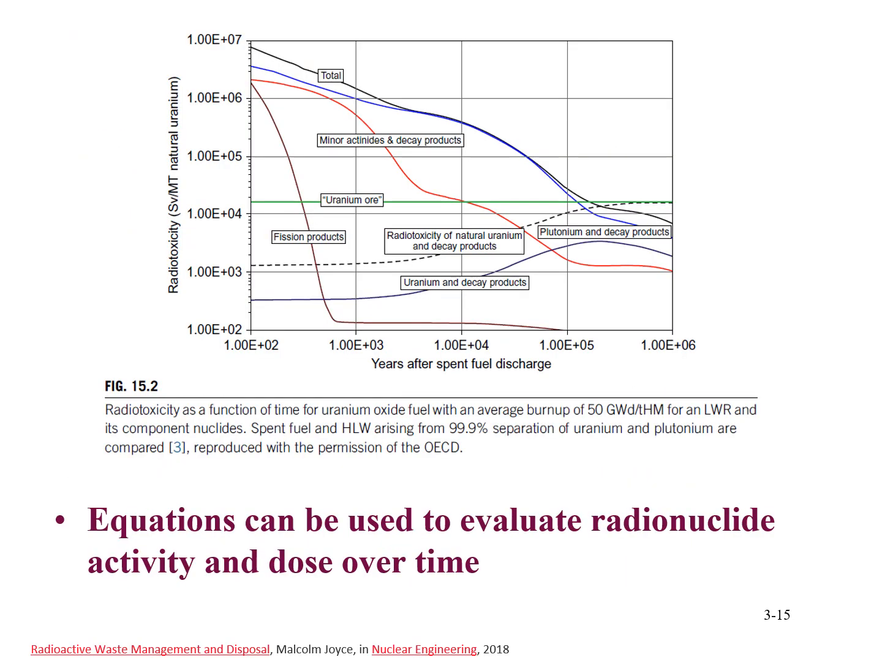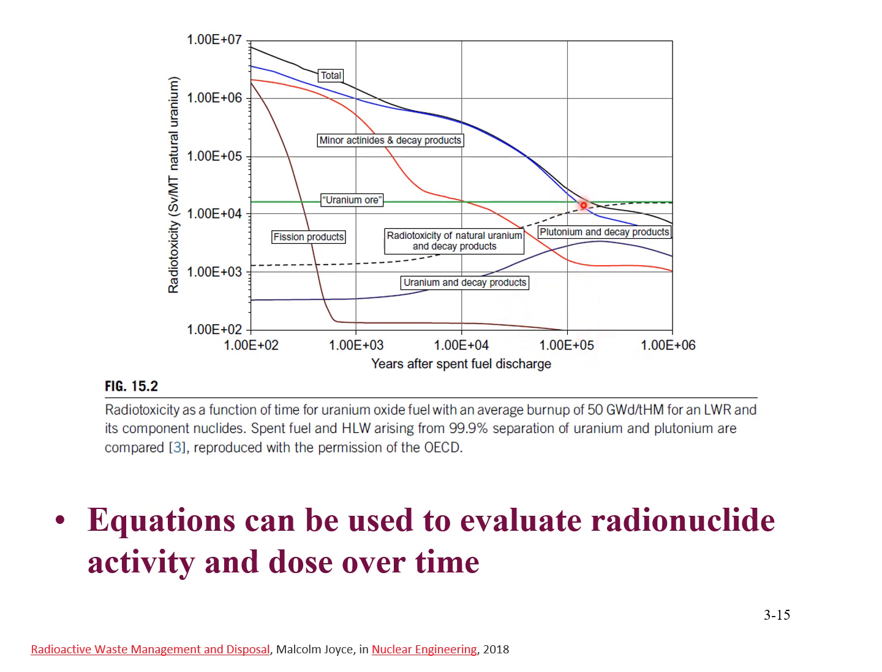Here's an example of the utility of the equations we've just explored. This figure shows the radiotoxicity of radioactive waste as a function of time, and the radiotoxicity is listed in sieverts per metric ton of natural uranium. It's a way of comparing the toxicity of spent fuel to that of natural uranium. So there's this line that shows natural uranium ore. The idea is, how long would you need to wait so that spent fuel becomes as toxic as natural uranium? And you see this point over here.